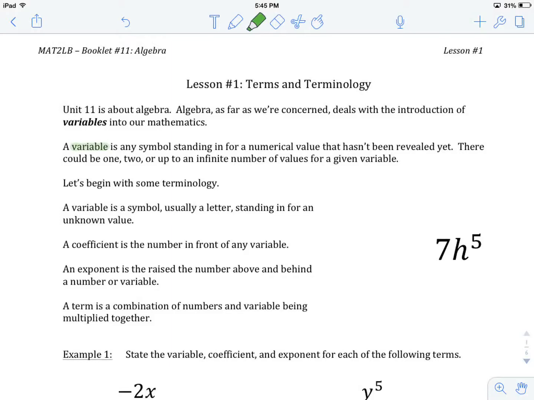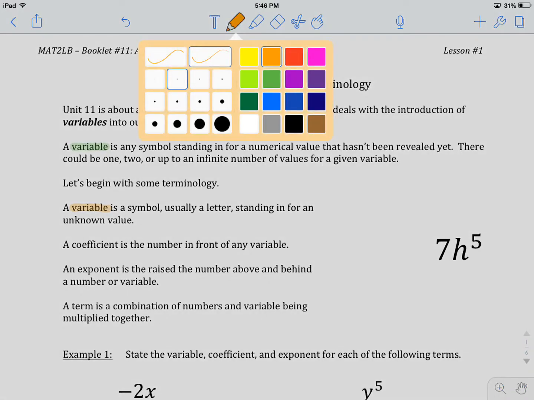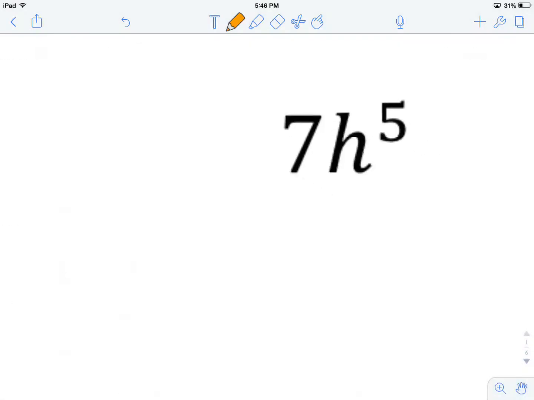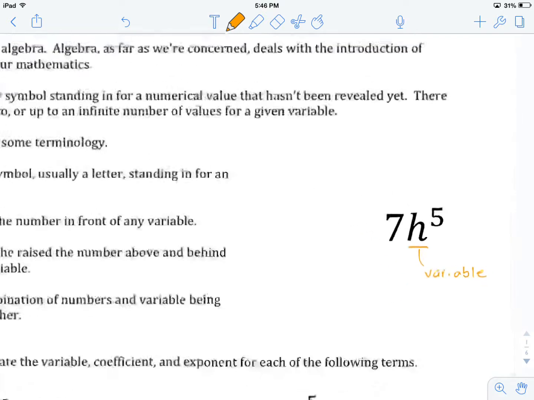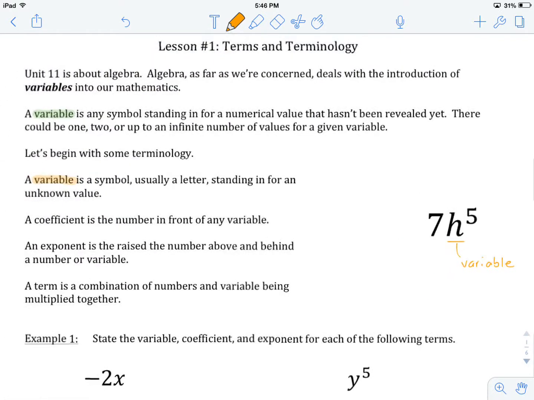Here is our first term, 7h to the exponent 5. So let's look at some of the different vocabulary we have here. First piece of vocabulary is, again, a repetition of the word variable. So in this term, 7h to the exponent 5, our variable piece is right here. This is the variable. That's the letter. That's the sort of stand-in for a numerical value that we don't know yet. So that's a variable. And again, as I said, it's usually going to be a letter.